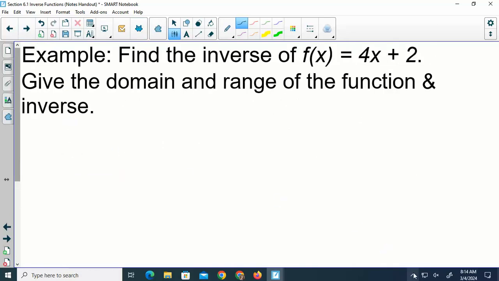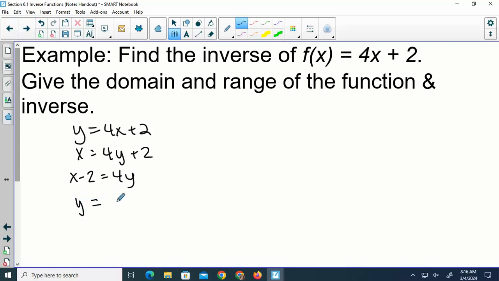You guys do this one for me. So y equals 4x plus 2 means x equals 4y plus 2. Solve for y. You can have x minus 2 over 4. If you wrote it as 1/4 x minus 1/2, that is also fine. So then our inverse is this.